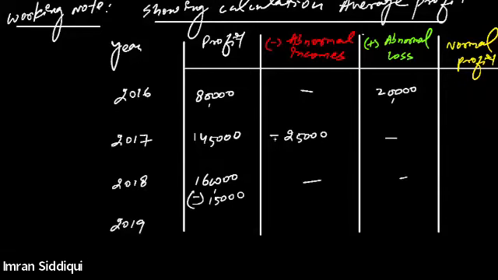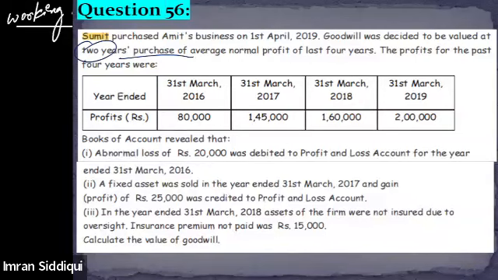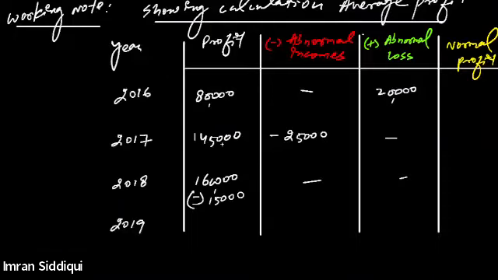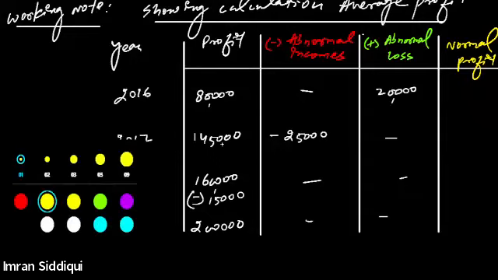And the profit of 2019 is also given in the question. That is 2 lakh, and there is no adjustment regarding 2019, so the entire 2 lakh will be considered as the normal profit. Now let's calculate the total normal profit of the firm. 80,000 plus 20,000 will be.